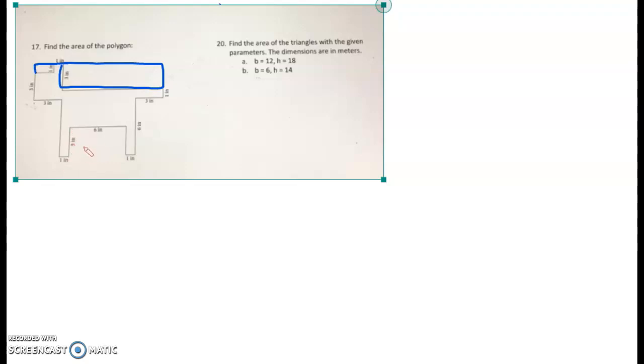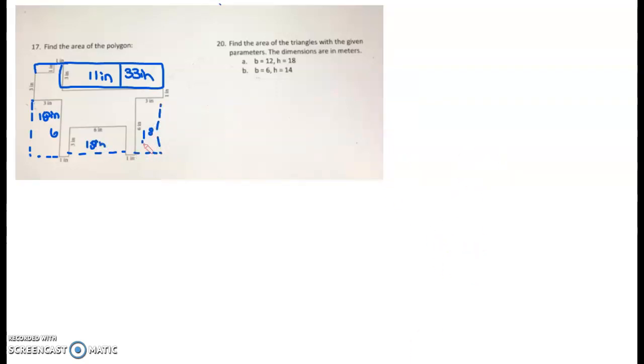6. Okay, so this is 3, and then this 6 inches, so this is 18 inch. Okay. So now this one is 6. This is also 18 inches. Right. And this one is also 18 inches.